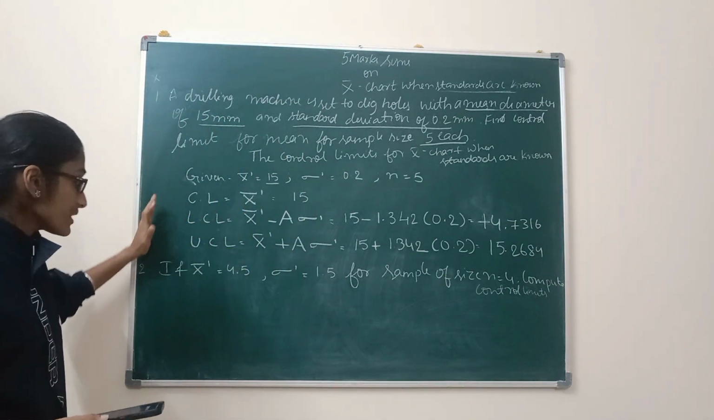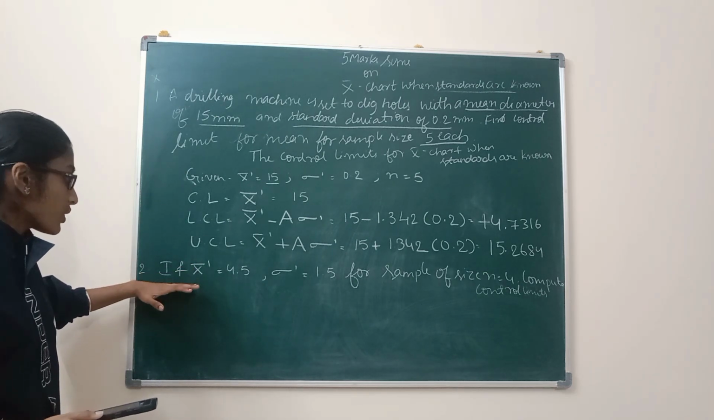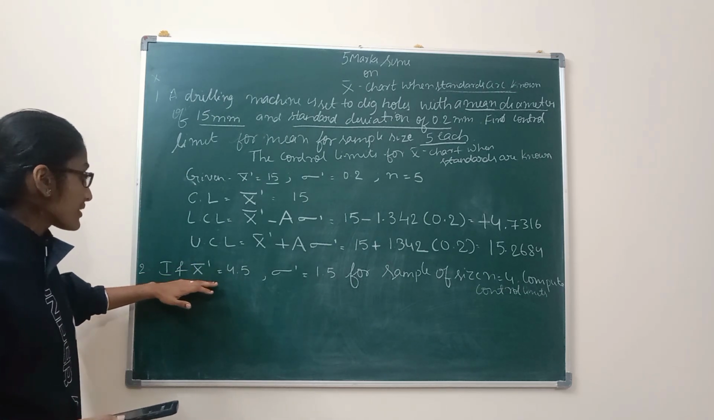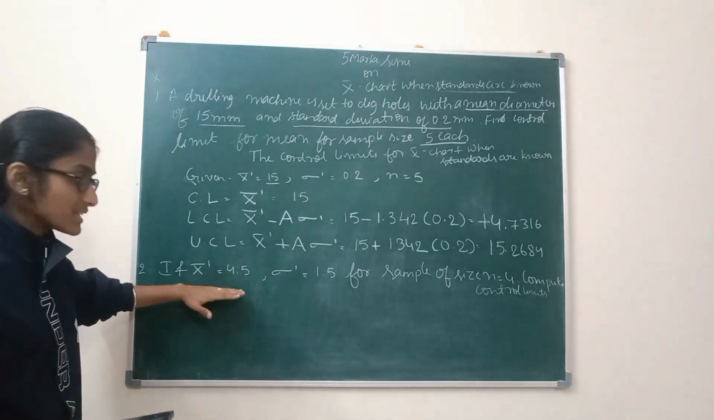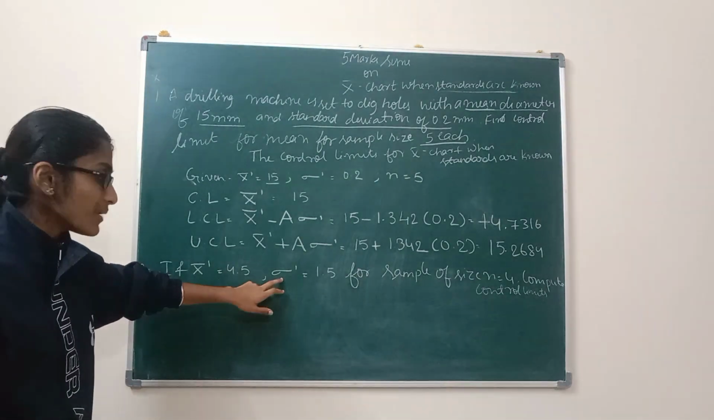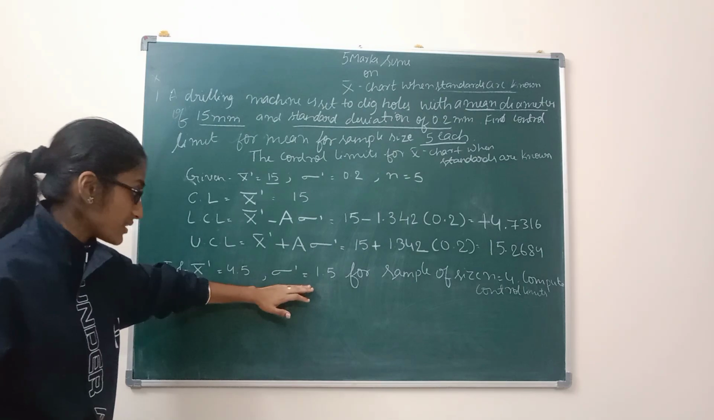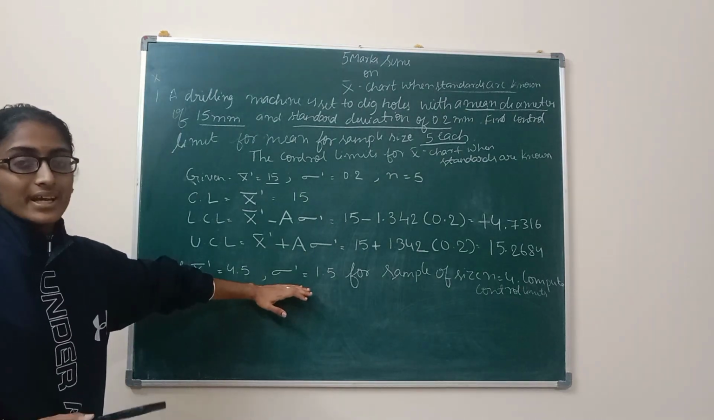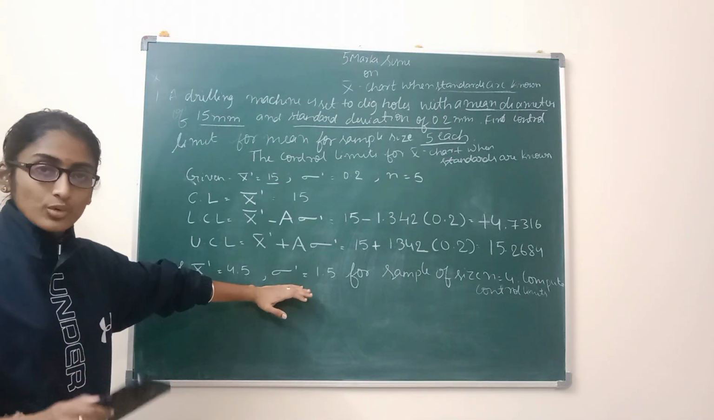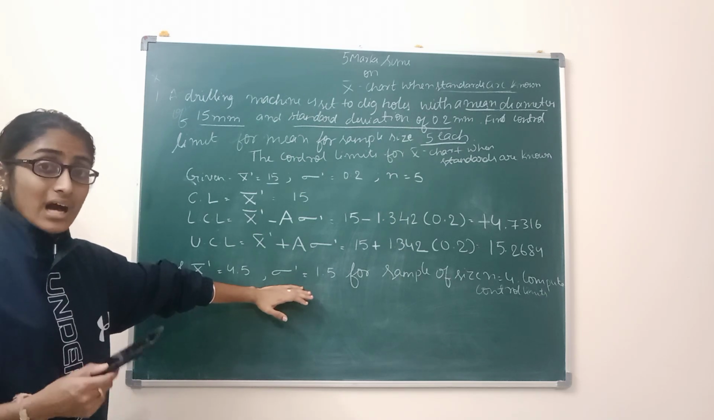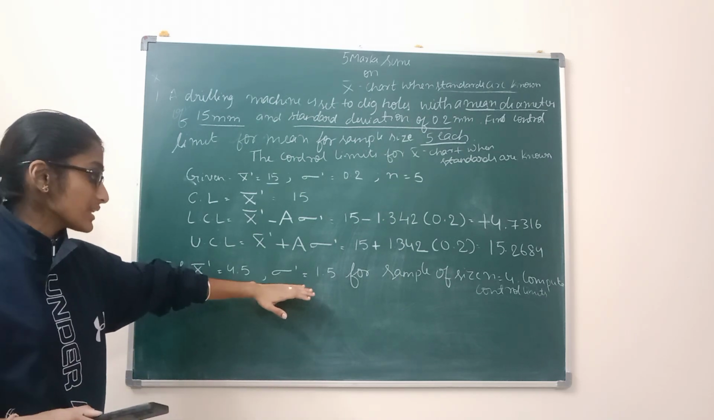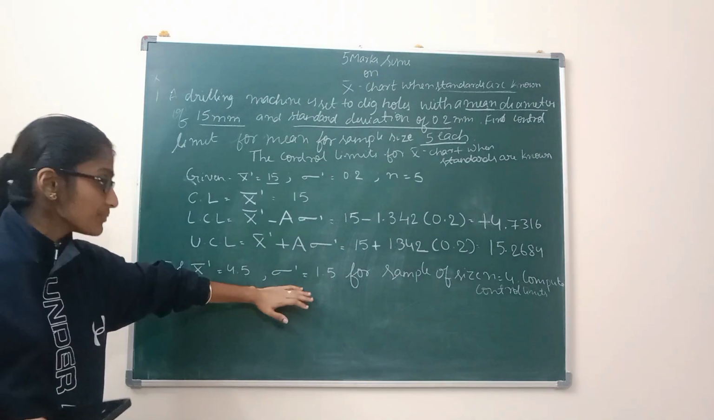This is when standards are known. Now let us solve the next given question. Here they have given it directly. This is also standards known. Whenever they have given sigma, the standard deviation value, in X bar chart it is standards known. For standards not known, they always give the R value.